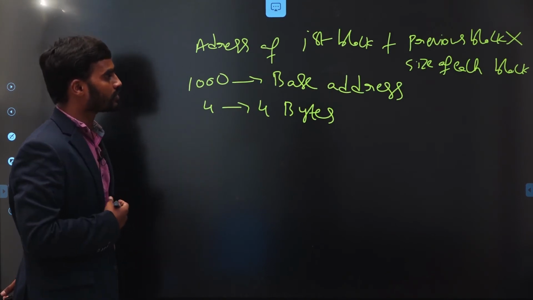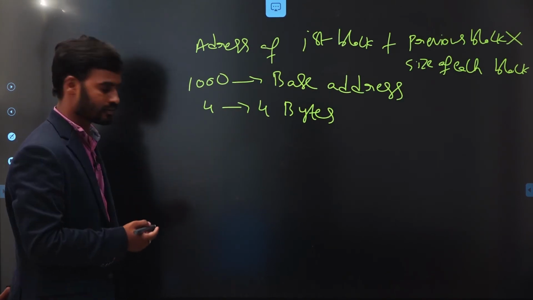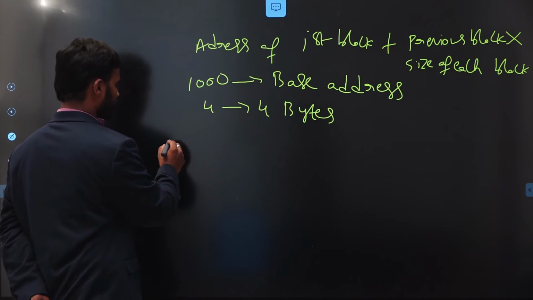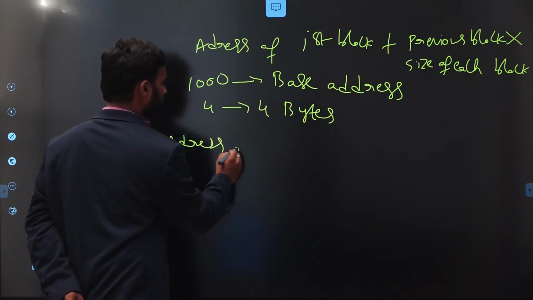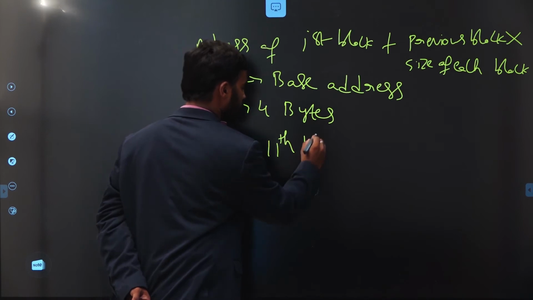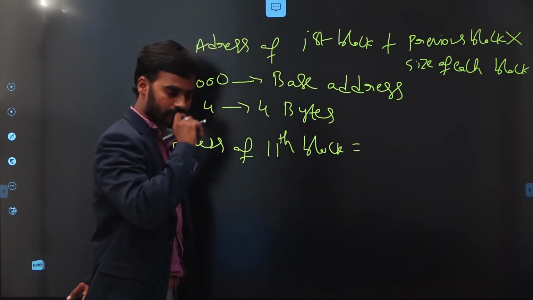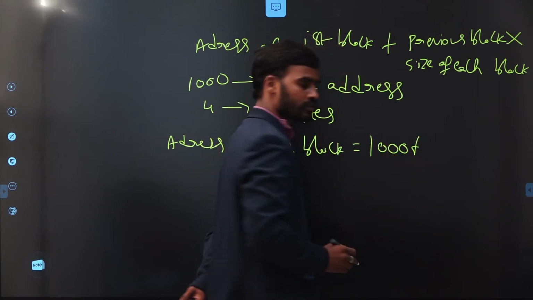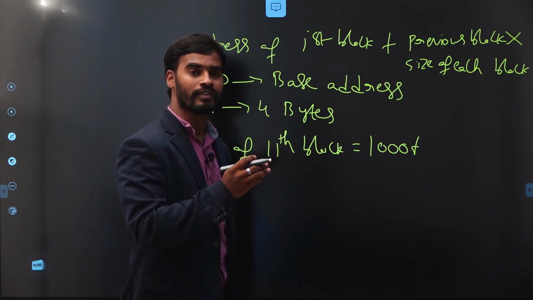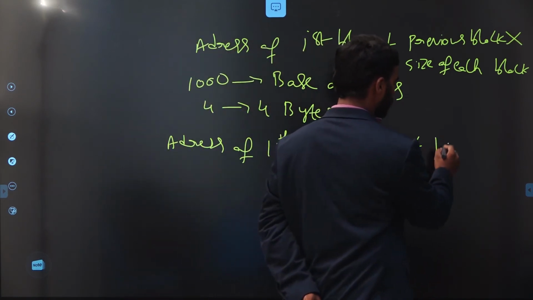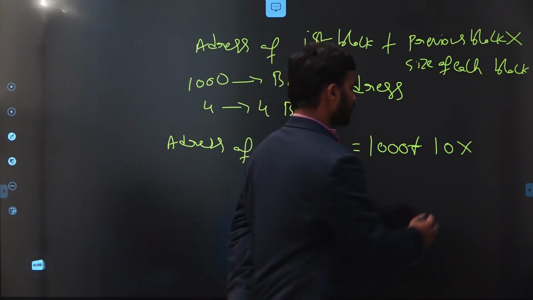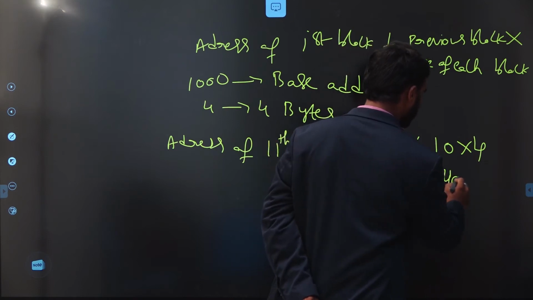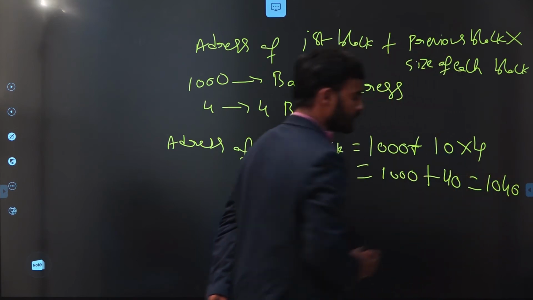Then how to calculate the address of the remaining blocks? Let's say I want to find out the address of the 11th block. The address of the 11th block is equal to the address of the first block plus, when I say 11th block, 10 blocks will be there before that, into the size of each block, which is 4. So 1000 plus 40 is equal to 1040. So this is the address of the 11th block.